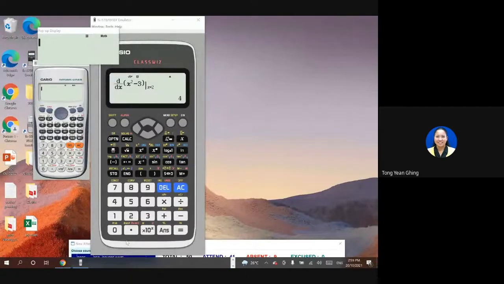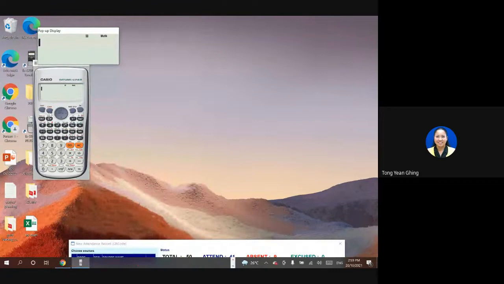Zoom paling besar in this one. Kecil dah. So this one is shift this one. Nampak? This integrate. So alpha x square minus 3. So go down, now press 2. Sama dengan.